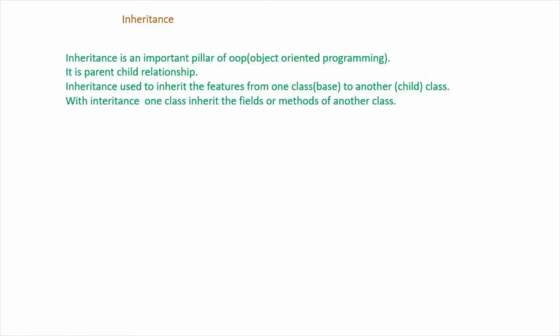Inheritance. Inheritance is an important pillar of OOP, that is object oriented programming. It is a parent child relationship. Inheritance is used to inherit the features from one class, that is the base class, to another class, that is the child class. With inheritance, one class inherits the fields or methods of another class.